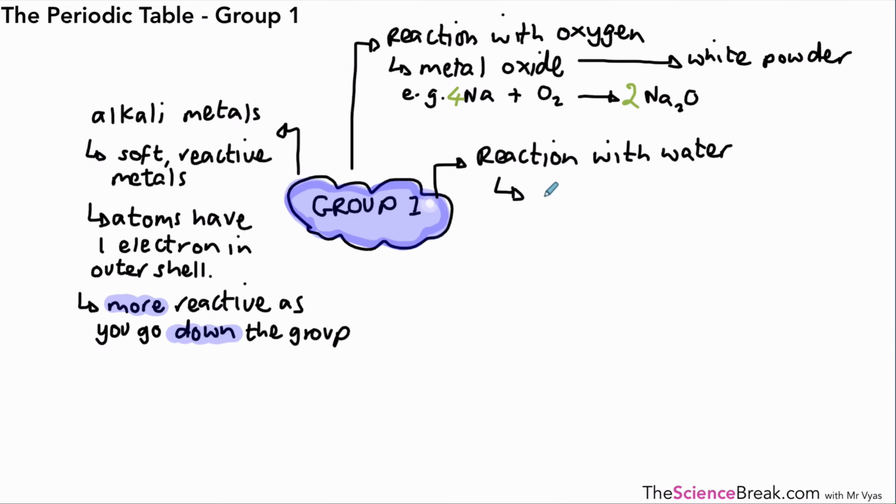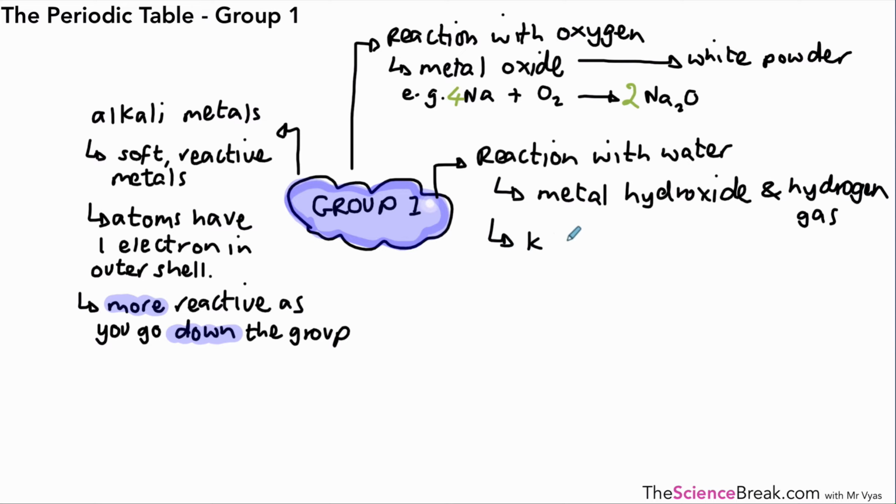The reaction with water, we get metal hydroxide plus hydrogen given off, hydrogen as a gas, that's why we get the fizzing sound. And here's an example of a formula equation. So we've got potassium and water gives us potassium hydroxide, and if we balance it, it would look like that.